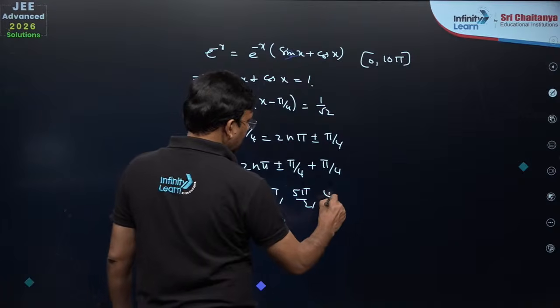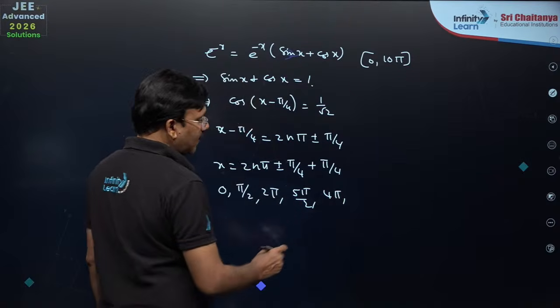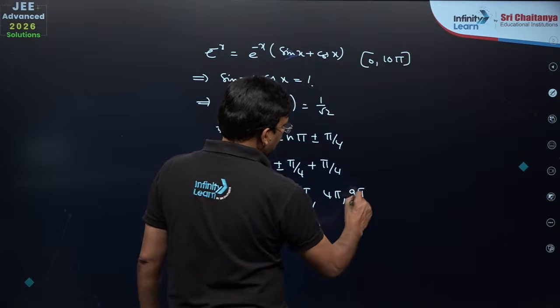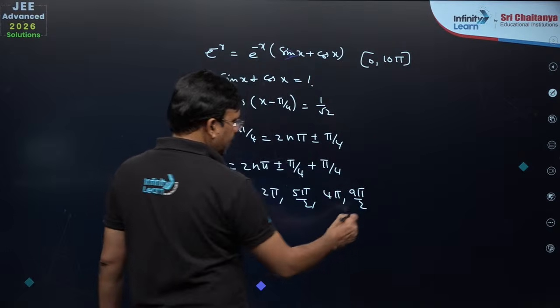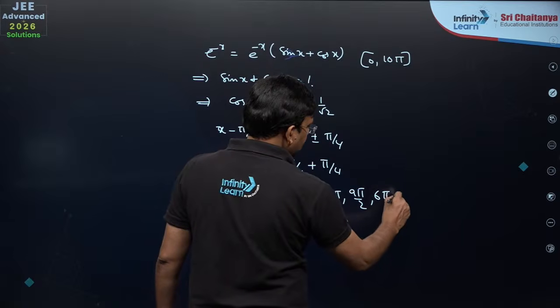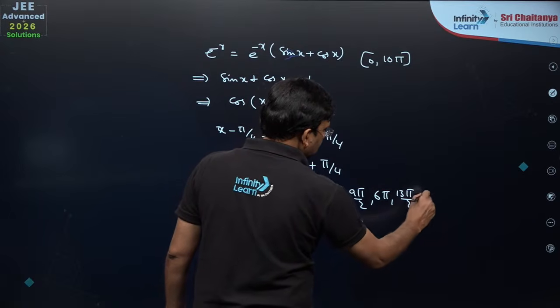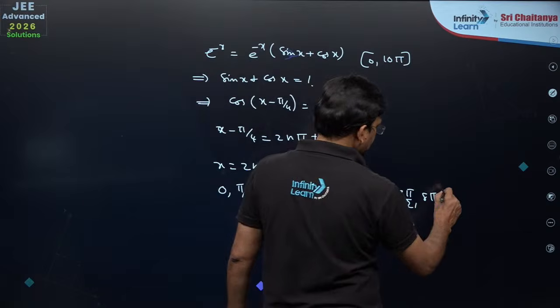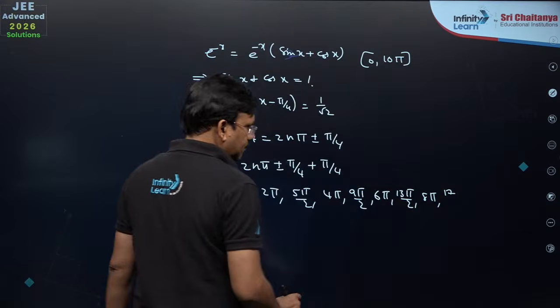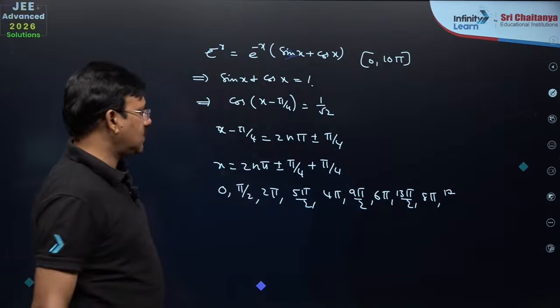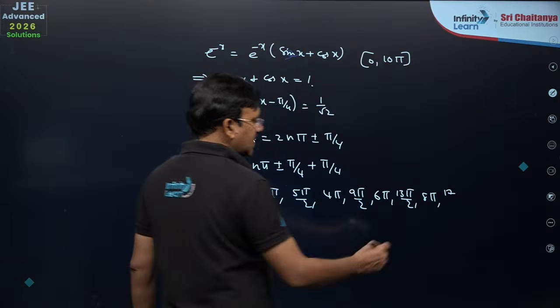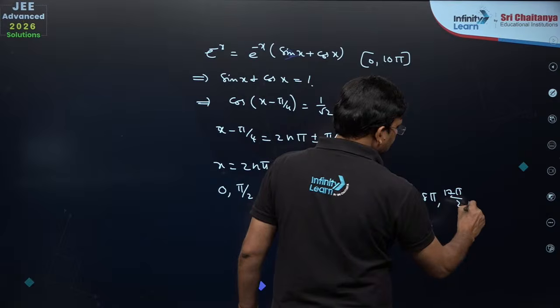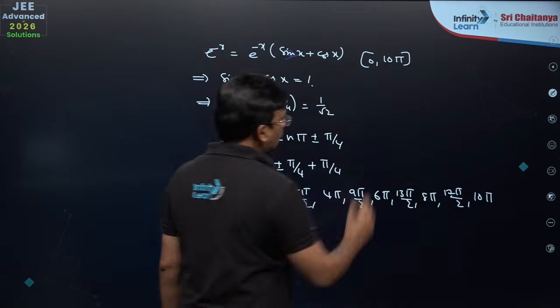Similarly, n is equal to 2 gives 4 pi. 4 pi is one possibility. So 4 pi plus pi by 2 is 9 pi by 2. I can go up to 10 pi. Then again 6 pi, which is 13 pi by 2. This is 8 pi. So 2 pi, 4 pi, 6 pi, 8 pi, that is 17 pi by 2. The next 10 pi is also there, because both are closed intervals.